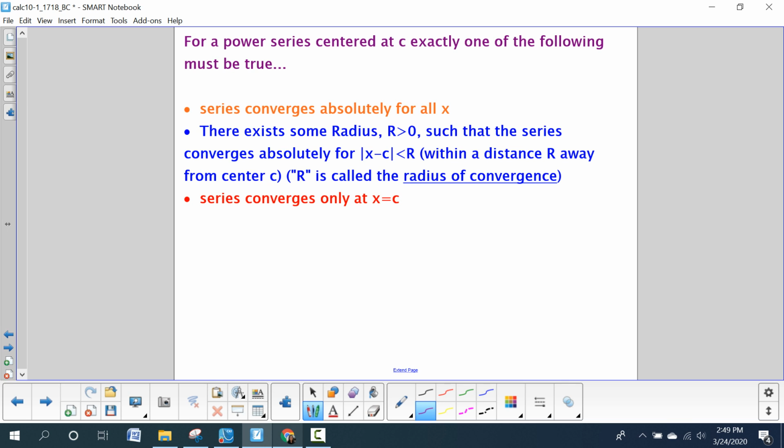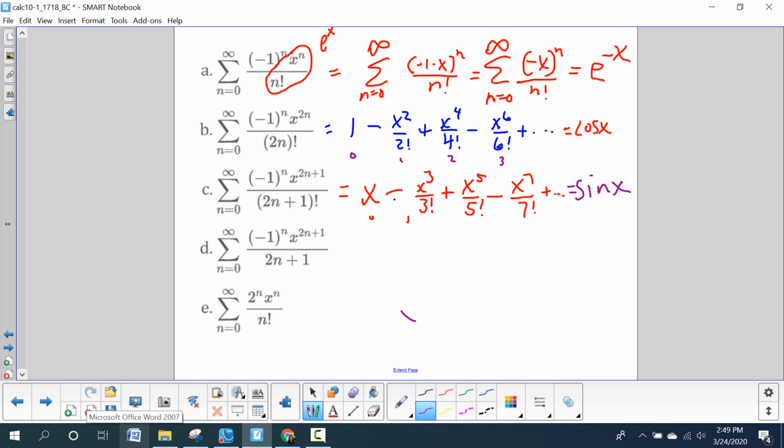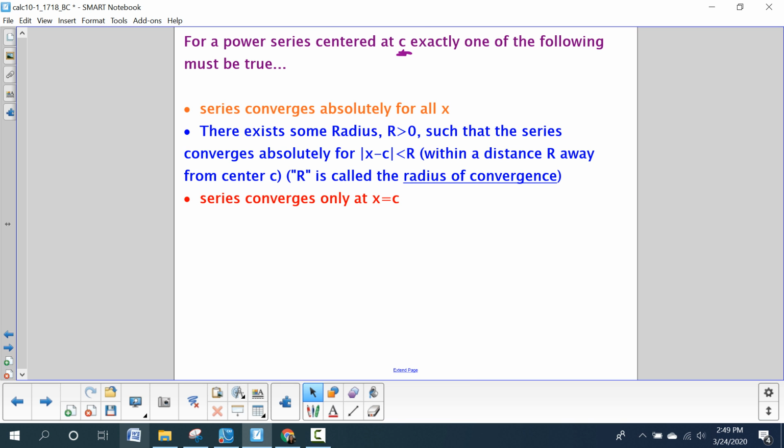A power series centered at c, because remember they can be centered at different places. All of these are centered at 0, by the way, because they're all just x. If they were like x minus 1 to the n or something like that, they'd be centered at 1, right? Those are different centers, but all of these are actually Maclaurin series that you're looking at here. So, but this is how this works. There's 3 different possibilities for how a power series might work. A power series might converge absolutely for all values of x. That's what e to the x did.